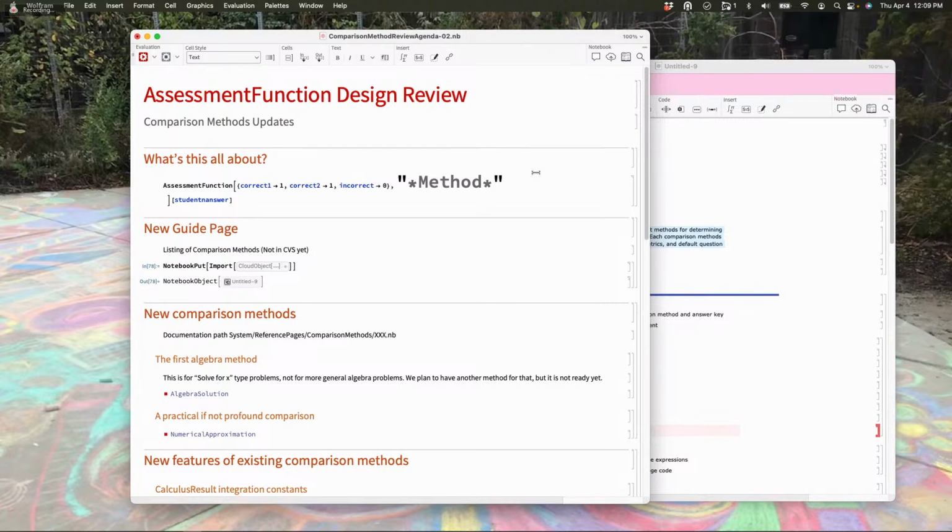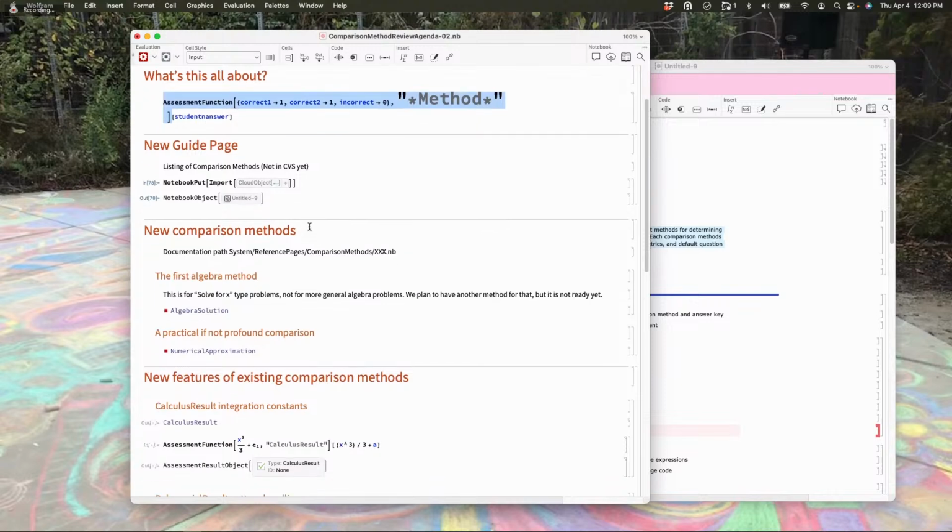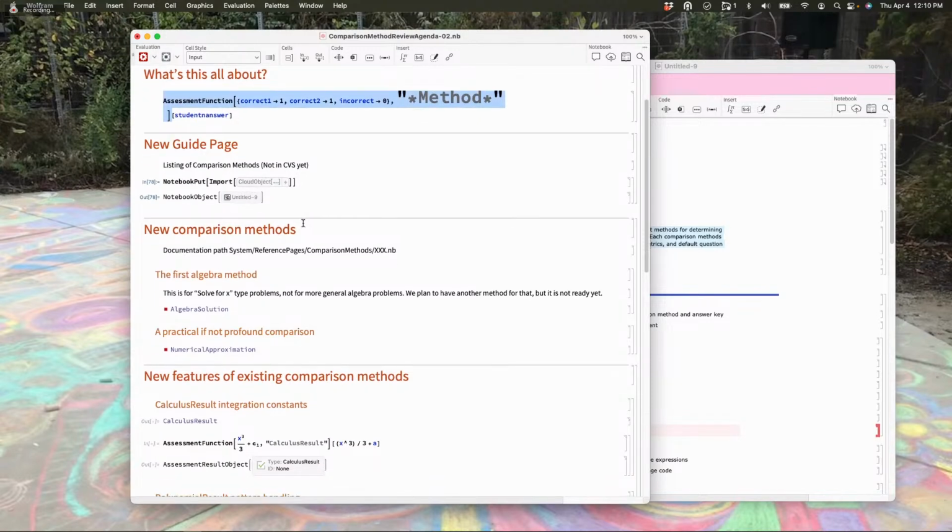This is part of our cycle for version 14.1, and we are looking at assessment functions, part of our question framework. We have this question framework that has all this automatic assessment built in to say, is an answer to a question right or wrong? There are all sorts of ways you can do that. We have what we call comparison methods, set in the second argument to AssessmentFunction. What we're talking about here is new ones, improvements to existing ones, that sort of thing.